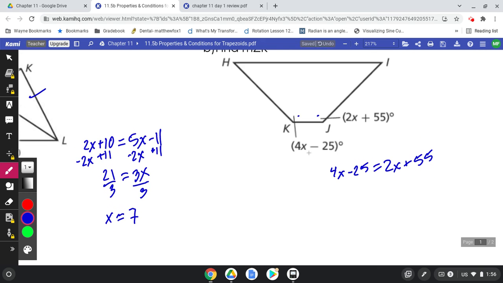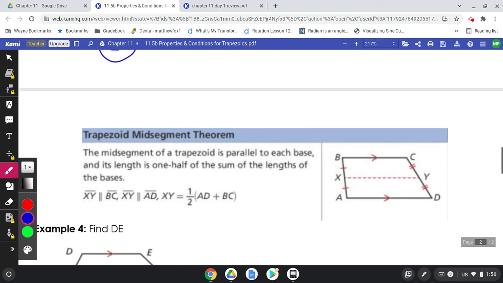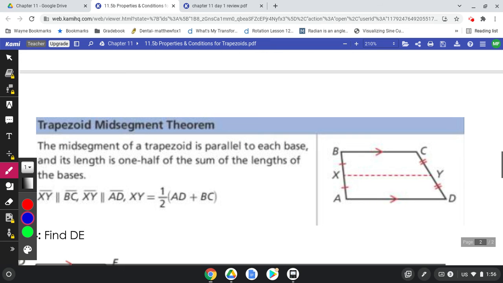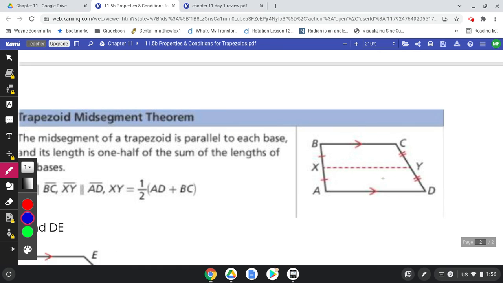Now, the one other thing we need to talk about with a trapezoid is our mid-segment theorem. And we know that this is the mid-segment, XY, because X is the midpoint of BA. We can see these two sides are the same in length. Y is the midpoint of CD. These two sides are the same in length. So XY is the mid-segment. And the mid-segment of a trapezoid is parallel to each base, and its length is 1/2 of the sum of the lengths of the bases. So if we add the top and the bottom and divide by 2, we get that mid-segment.